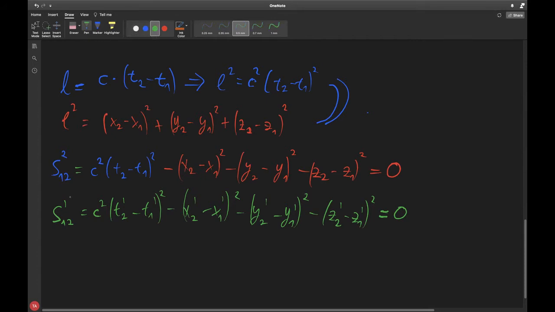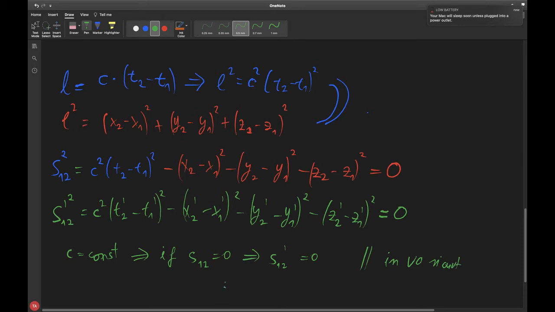So if we want to take the arc length itself, then we are going to take the square root of this whole thing. So if c is constant, that implies that from this, if s1,2 is 0, that means that s1,2 prime is also 0, called invariant.